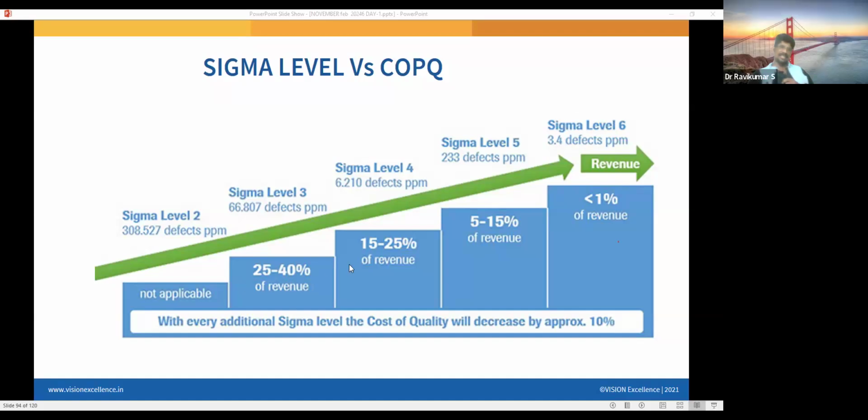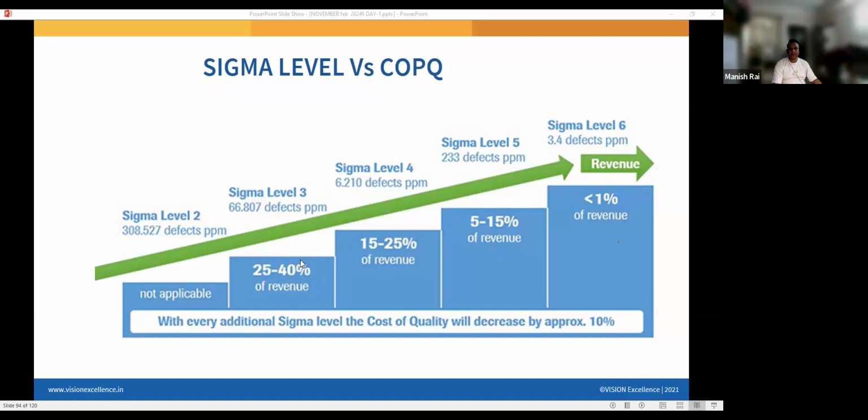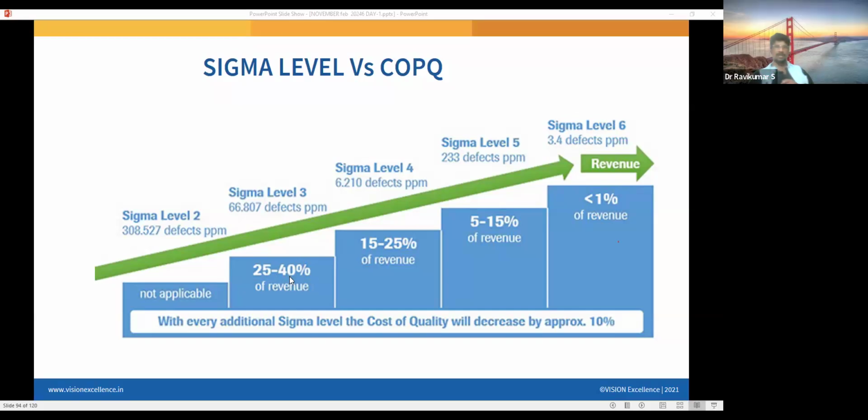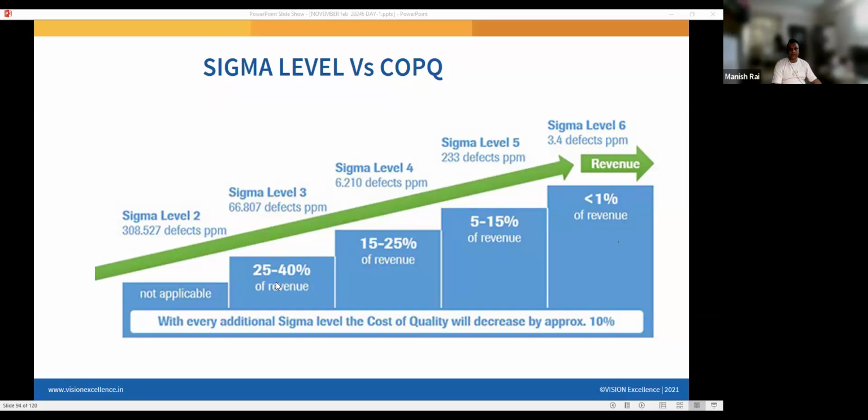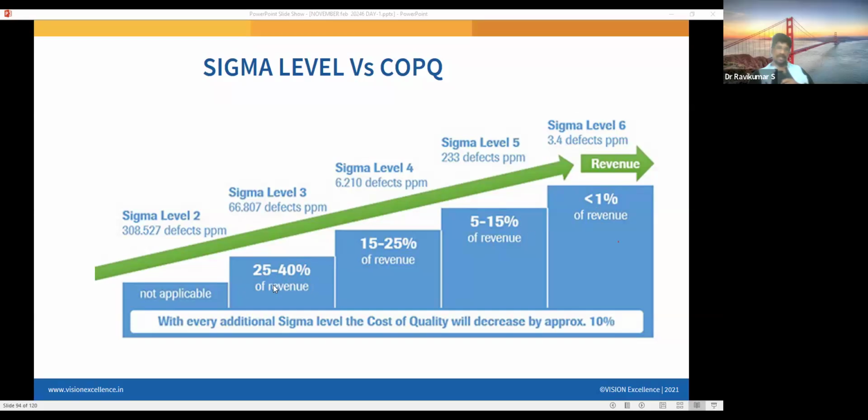Please hold on. Actually, see here, this is the cost of poor quality. It is inversely written. The cost of poor quality reduction will increase your revenue. Got it, Nataraj? Here, the cost of poor quality is less than 1%. So that 1% is just the loss in the revenue, and the remaining 99% is gained by your process.